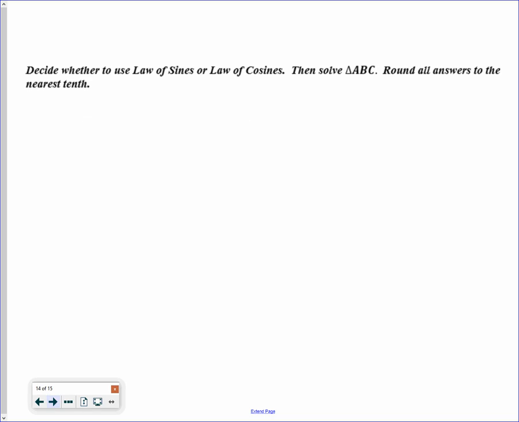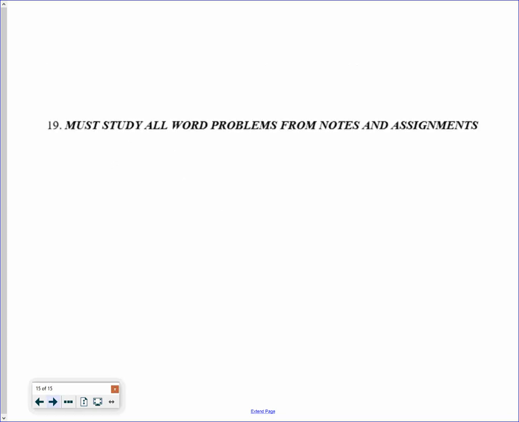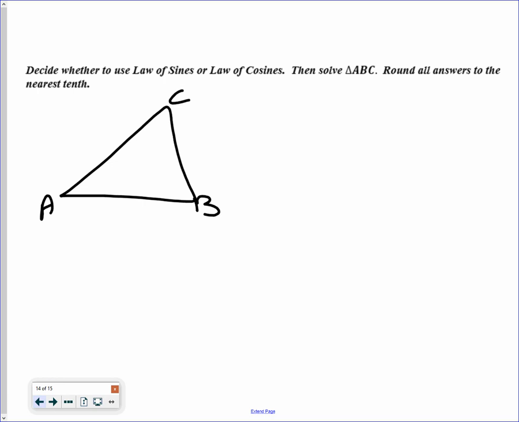Last one here, you are given, whoops. So it looks like we lost this one, so I'll go ahead and write it in here. Angle B is 51 degrees. Side A is 9, and side C is 7.